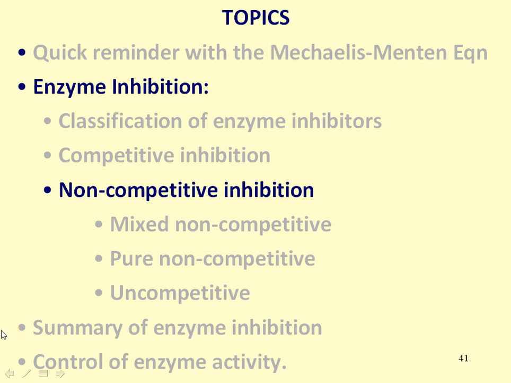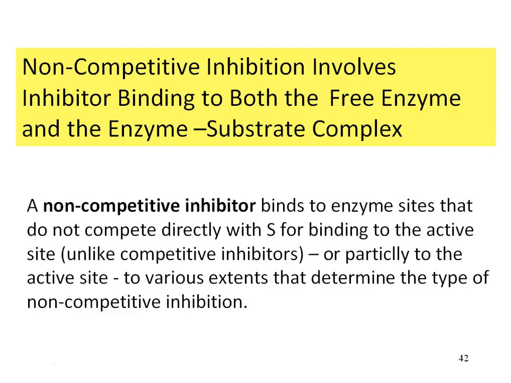And now we move to the next class of enzyme inhibitors, the non-competitive inhibitors. Non-competitive inhibition involves inhibitor binding to both the free enzyme and the enzyme substrate complex. They do not compete anymore for the same active site on the enzyme. So a non-competitive inhibitor binds to enzyme sites that do not compete directly with the substrate for binding to the active site, which is in contrast with competitive inhibitors, where both bind to the same active site. So it's either one or the other, but here it can be both. It can be one of them, and it can be neither.